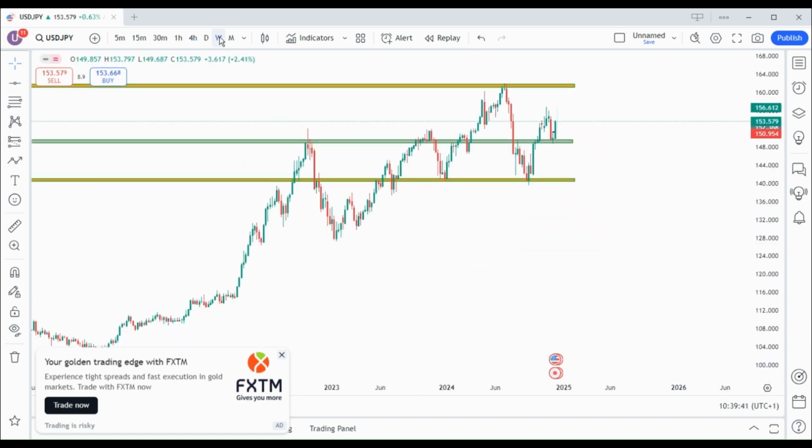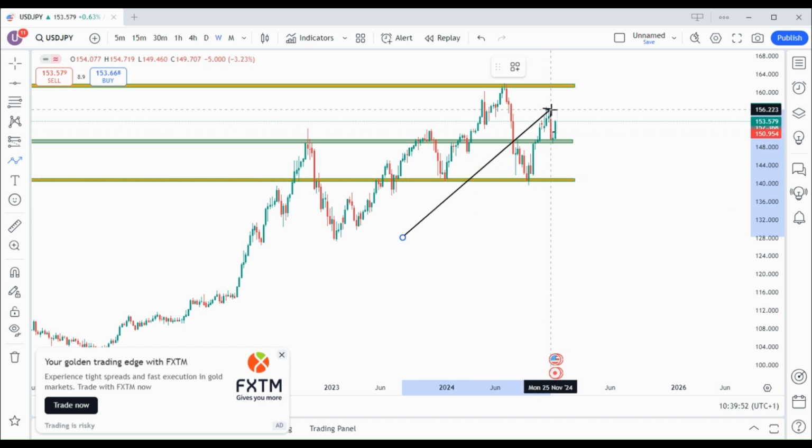So the next pair on our list is USDJPY. On the weekly time frame, I can see that the price is bullish. How do I know? After creating this higher high, price came down here for a higher low. So after a higher low, what next? Price is going for a higher high.